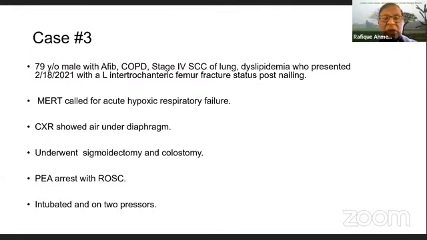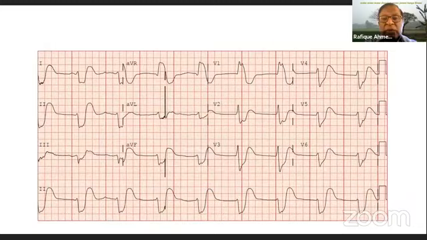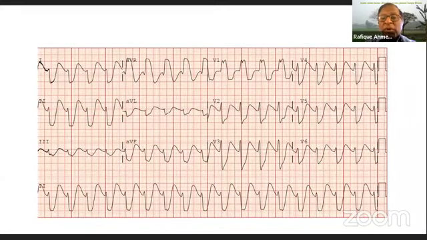Hafiz, can you go back to the ECG, please? So, all of you, the younger doctors, remember this picture. No, the other one. Can you move forward, please? Yes, this ECG. Remember this.